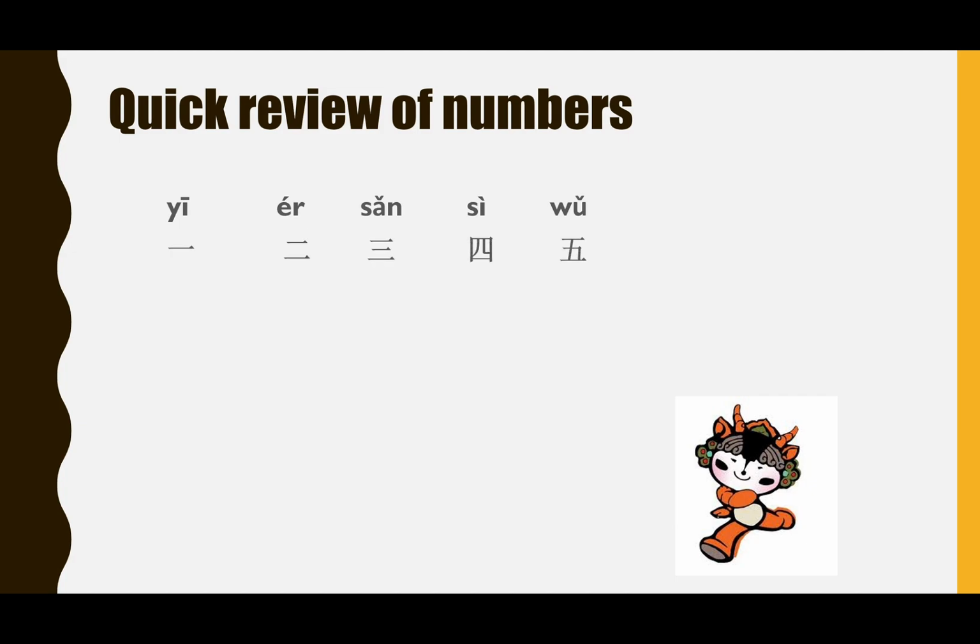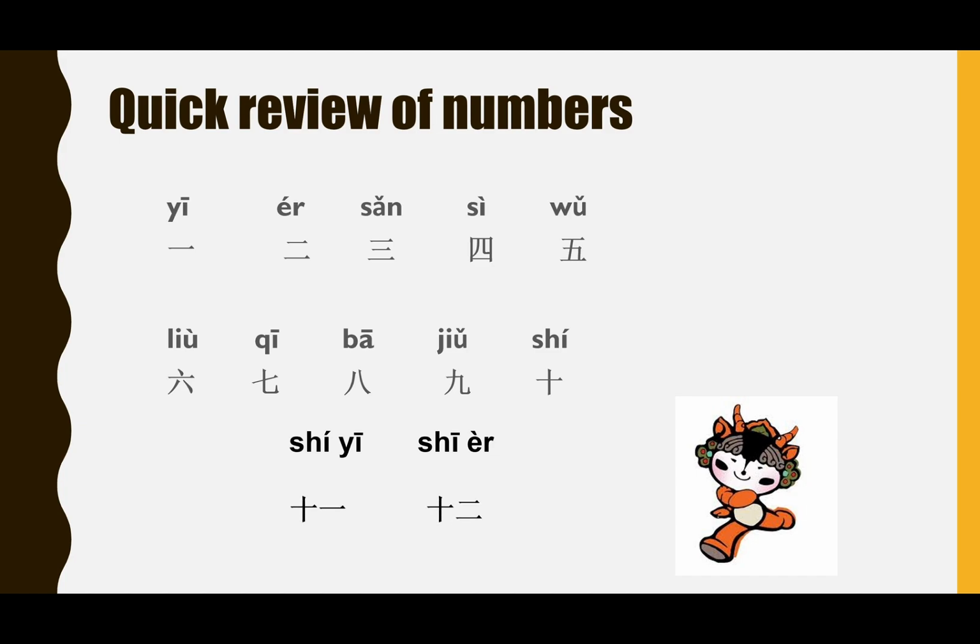Let's look at the numbers first. 1, 2, 3, 4, 5, that is 1 to 5. Then 6, 7, 8, 9, 10, that is 6 to 10. And we have two more numbers, 11 and 12. We put those numbers before 月 to represent the 12 different months in a year.